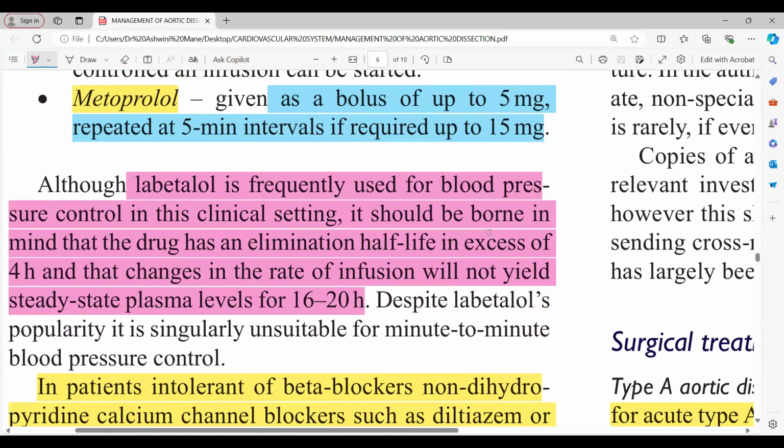Although labetalol is frequently used for blood pressure control in this clinical setting, it should be borne in mind that the drug has an elimination half-life in excess of 4 hours and that changes in the rate of infusion will not yield a steady state plasma level for 16 to 12 hours.